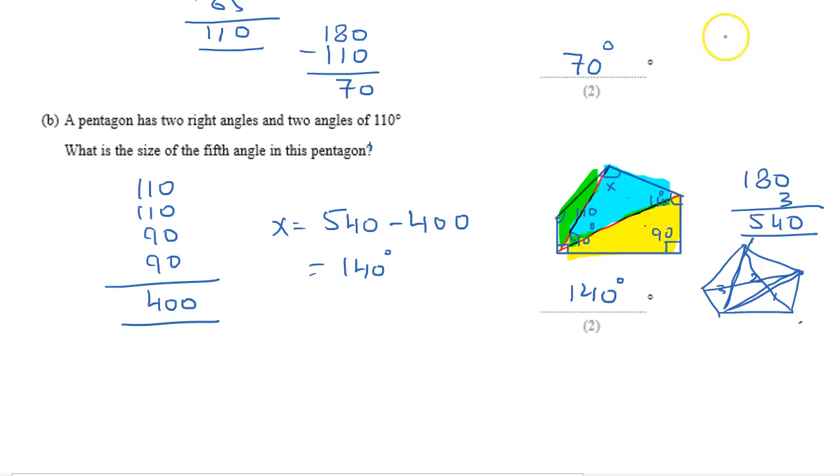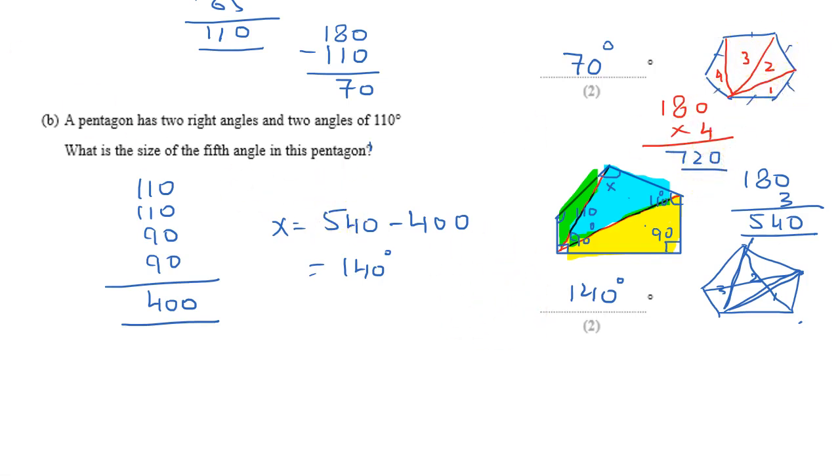In the same way, 1, 2, 3, 4, 5, 6. If we have to know the sum of the interior angles of this polygon, let's count how many triangles there are. 1 triangle, 2 triangles, 3 triangles, and this one is 4. So simply you do 180 times 4, so that is 720. So for 6 sides, the sum is 720. That's how we calculate this.